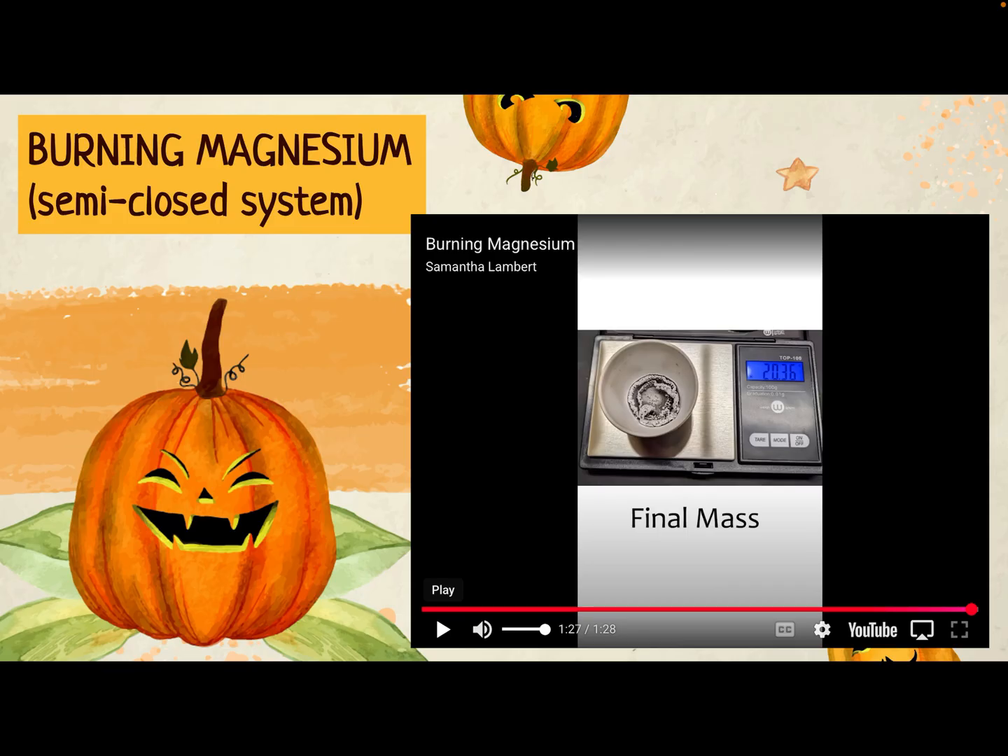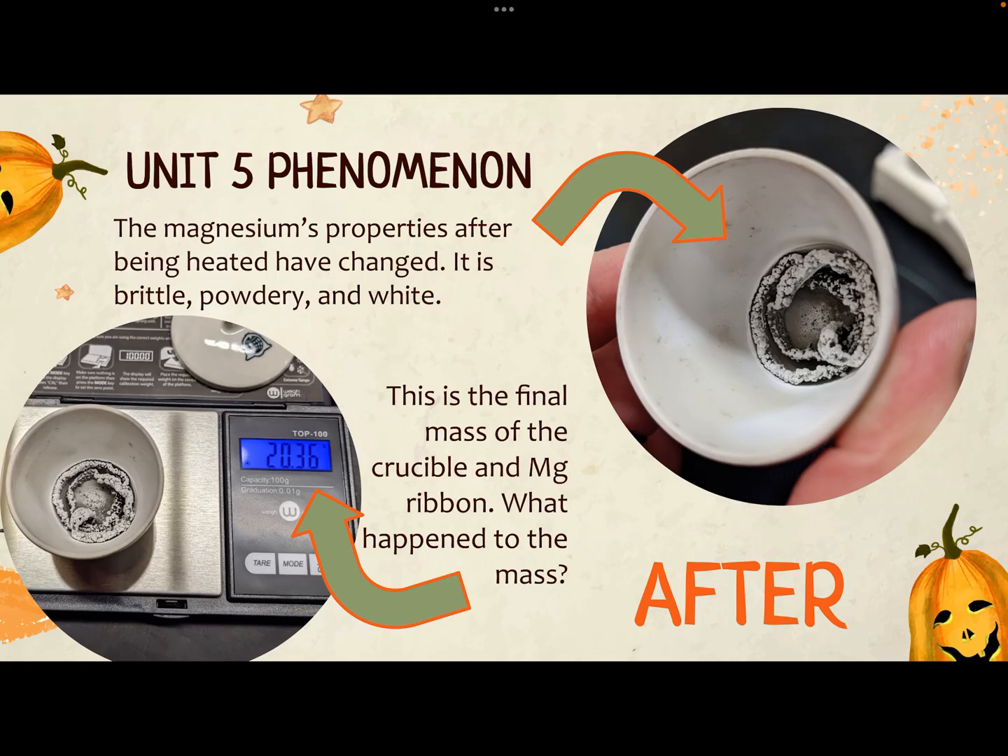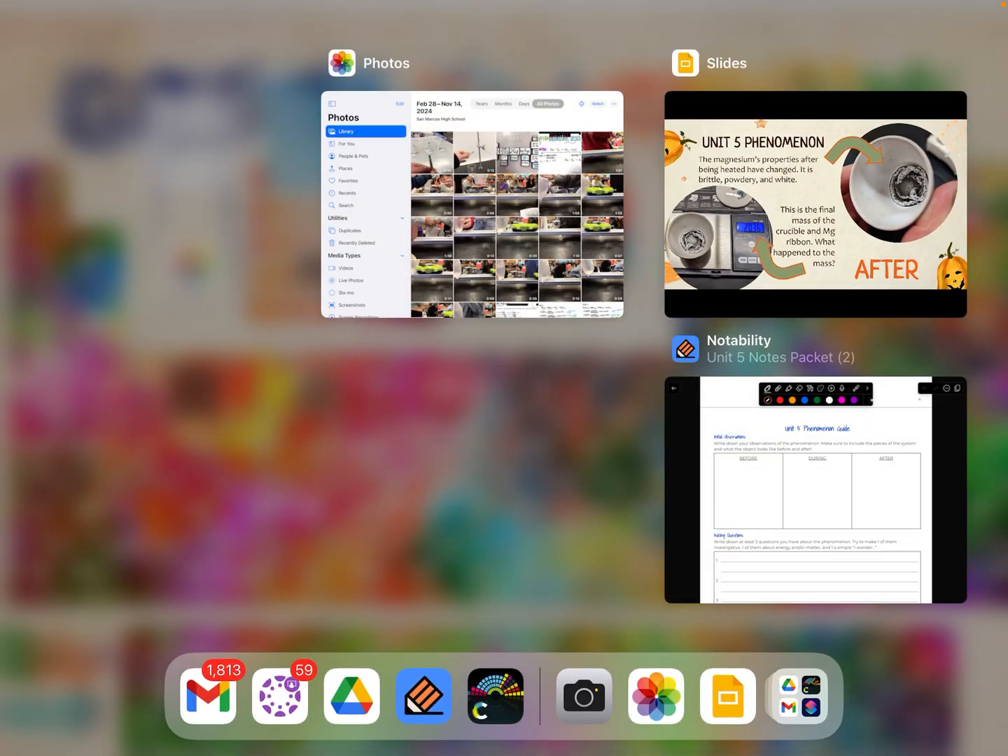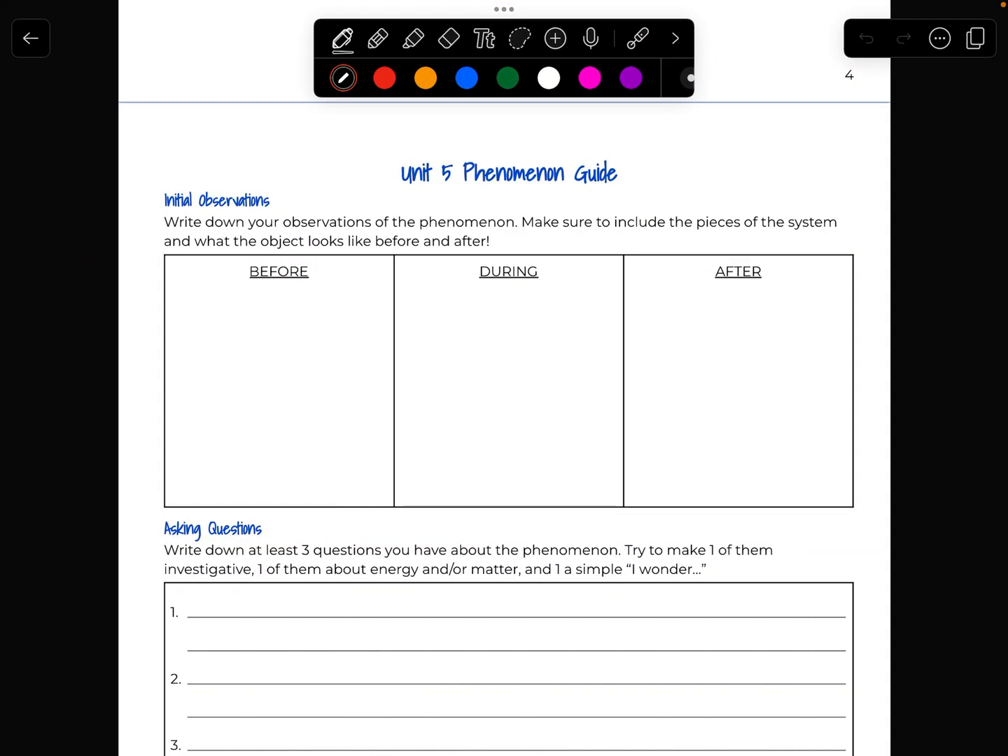So this is your initial phenomenon. Magnesium's properties have changed after being heated. It's brittle, it's powdery, it's white. What happened to the mass itself? So I want you to think about this now, and you're going to go back to your phenomenon guide, model in before, during, and after. What does this look like to you? What happened to it? And you're going to write down some questions you have that you're going to share with me when I get back.